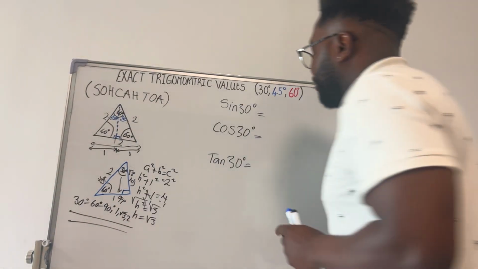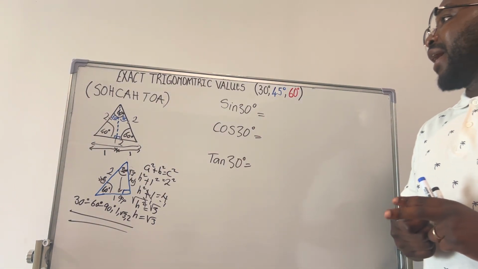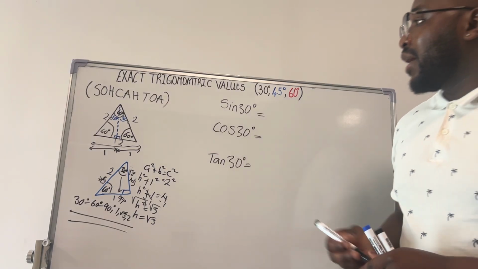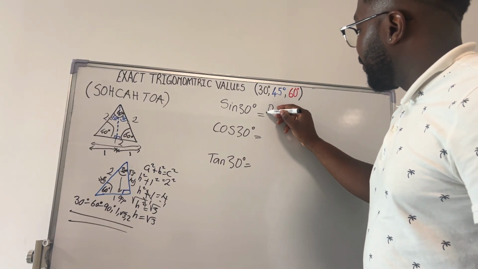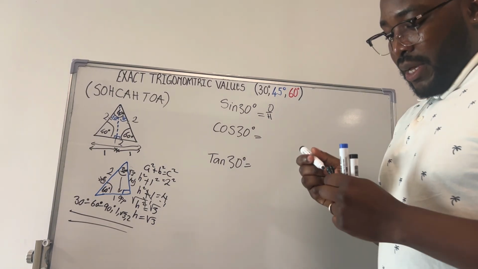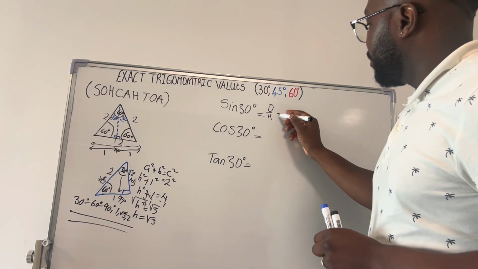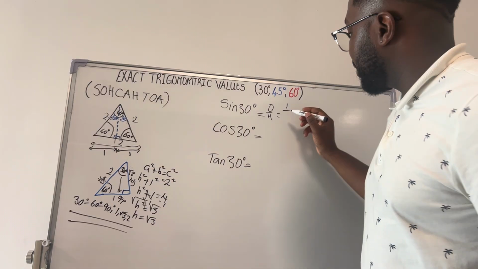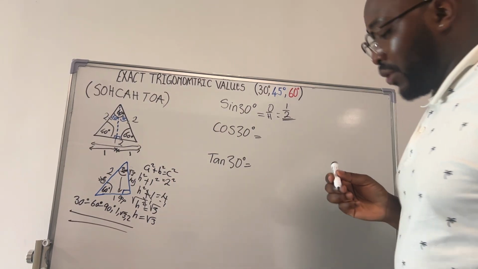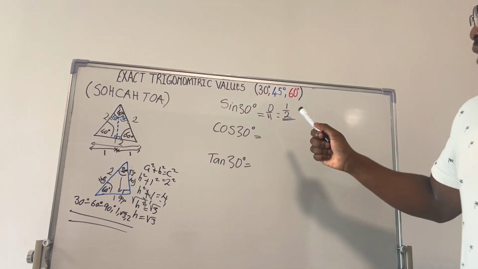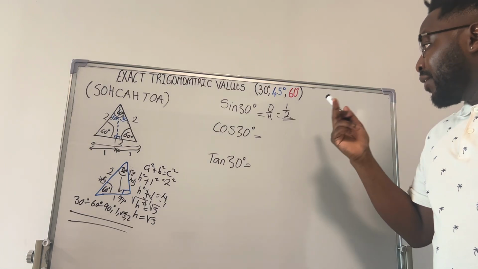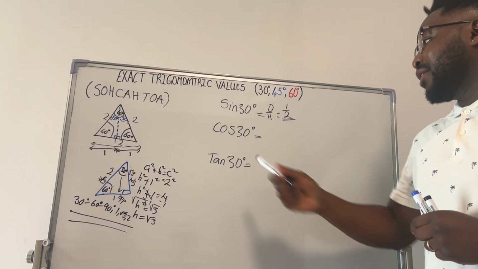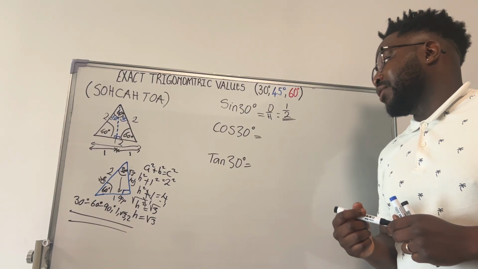Okay, so now, how then do we find sine 30? Using our SOHCAHTOA over there, we know sine is what? Opposite over hypotenuse, right? And our opposite is 1, and our hypotenuse is 2. Yes? So, the exact value of sine 30 is half, 1 over 2. Yeah? Now, let's find our exact value of cos 30.